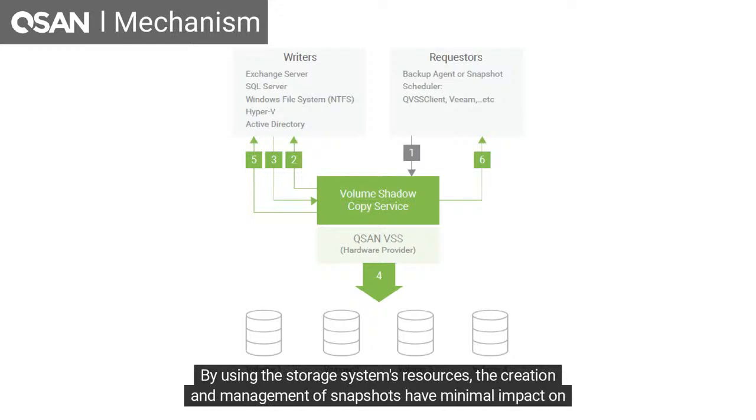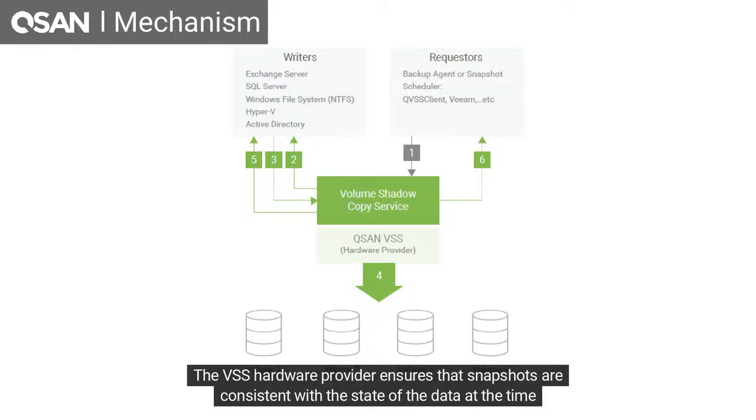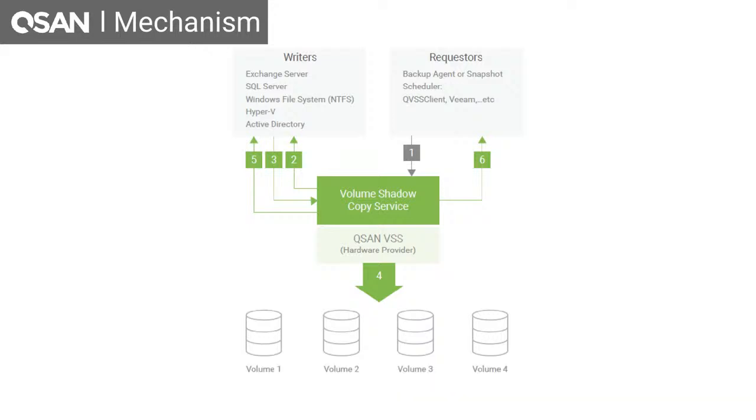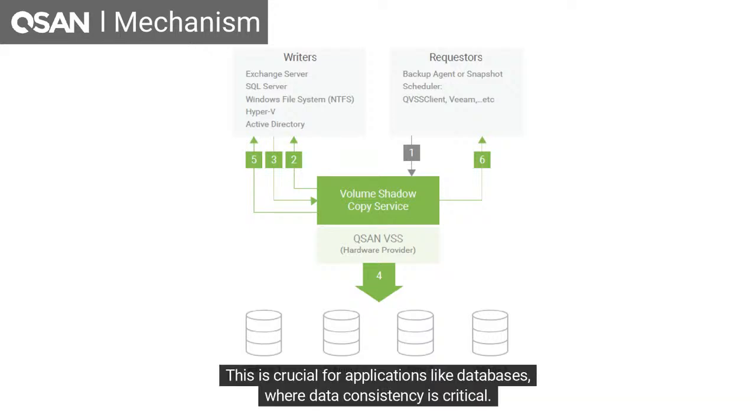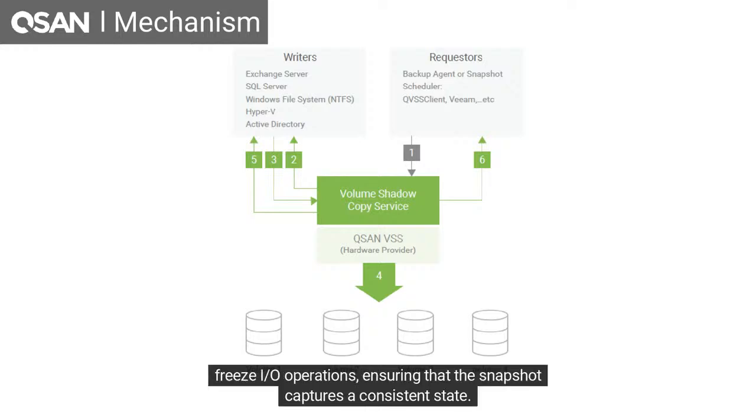By using the storage system's resources, the creation and management of snapshots have minimal impact on the performance of the host system and applications. The VSS hardware provider ensures that snapshots are consistent with the state of the data at the time the snapshot is taken. This is crucial for applications like databases, where data consistency is critical. VSS coordinates with application-specific VSS writers, such as those for SQL Server and Exchange, to temporarily freeze I/O operations, ensuring that the snapshot captures a consistent state.